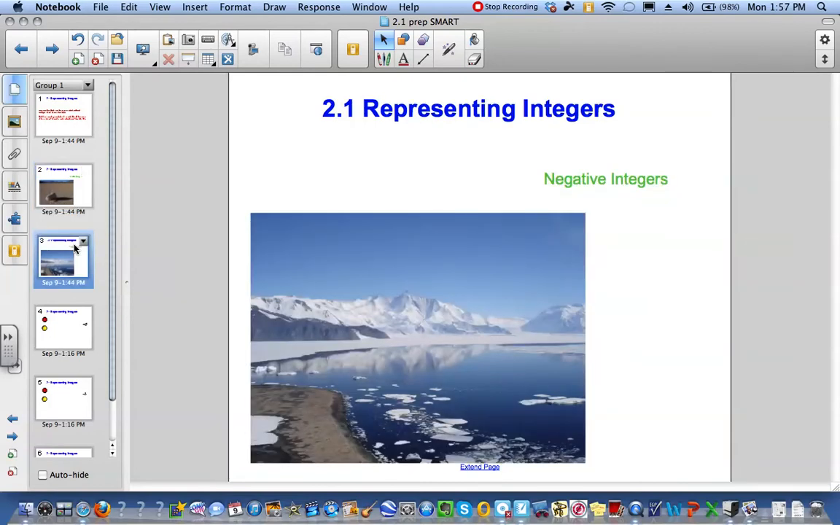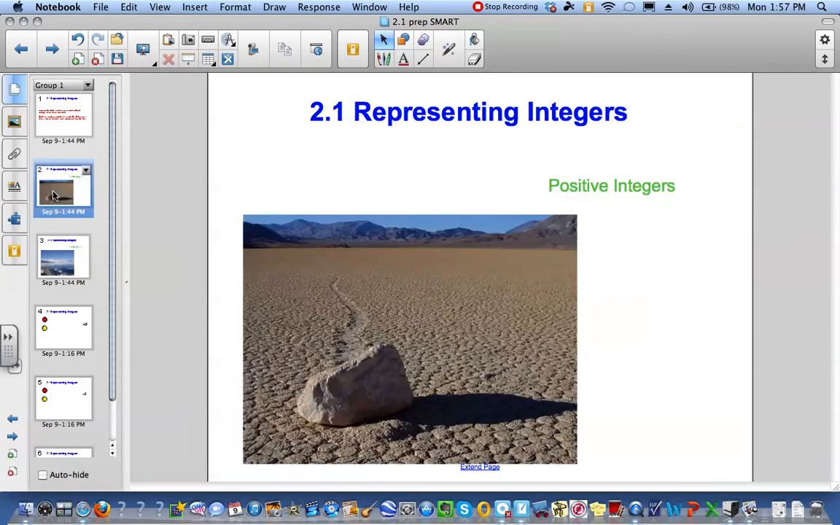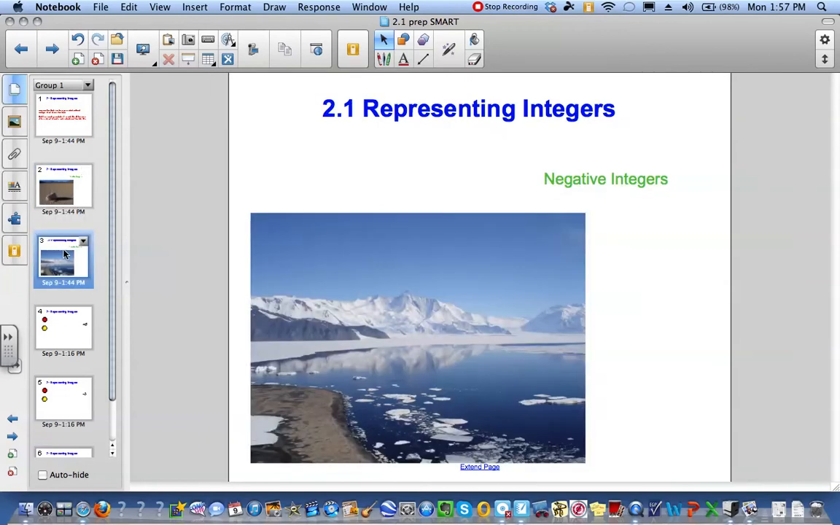While on the flip side of that, Antarctica has negative 57 degrees Celsius. So they're complete opposites. The higher, or hotter, temperature was positive 57 degrees, while the colder, or lower, temperature was negative 57 degrees, both above or below 0.